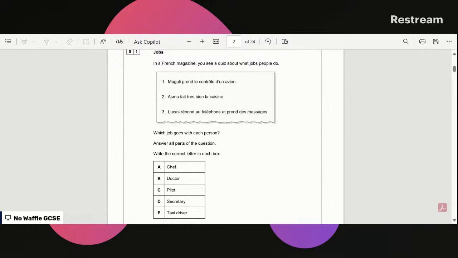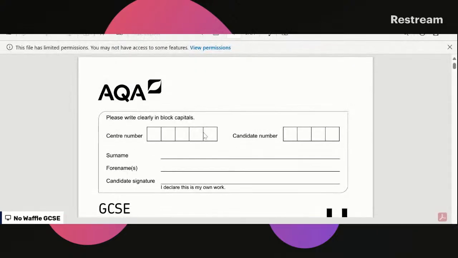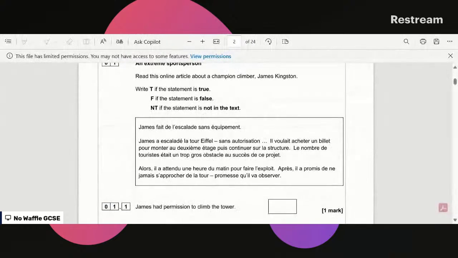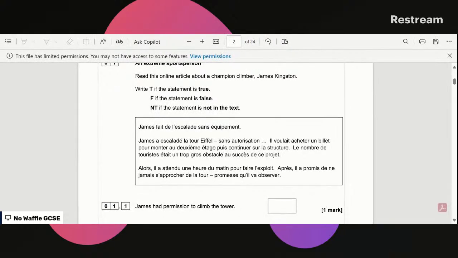Oh, wait, sorry, that's wrong. That's actually the foundation paper. Yeah, that is foundation. Sorry about that. That's the wrong paper. Okay. This is higher. At least you can see the difference between them.